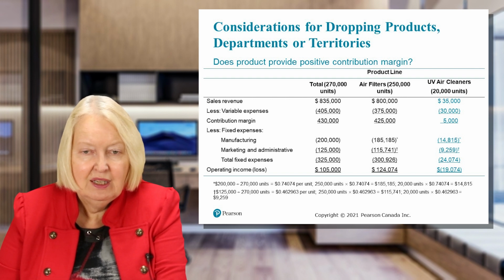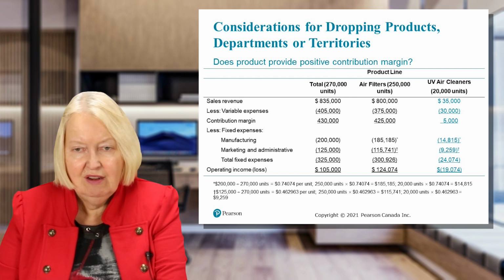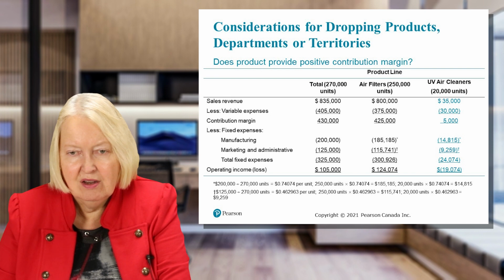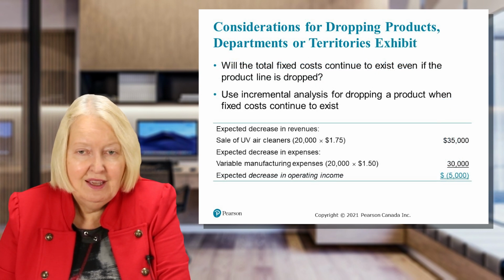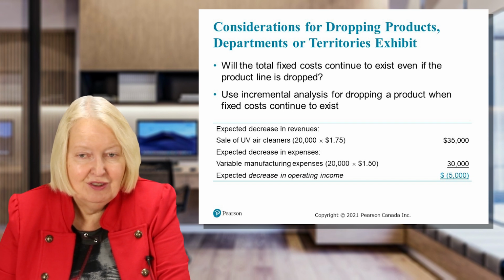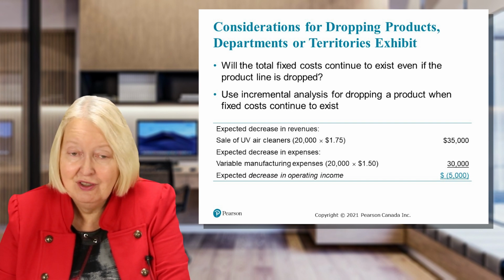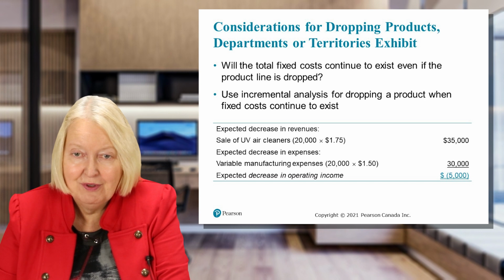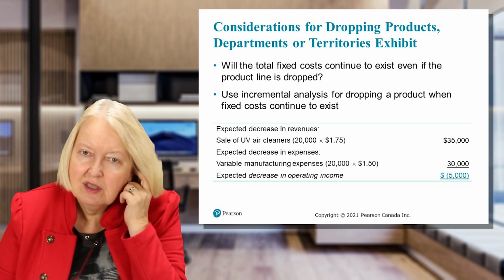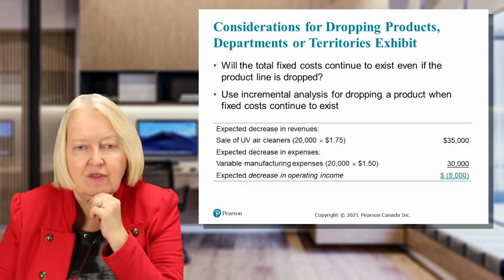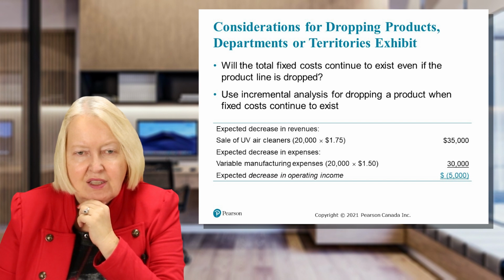They're giving you an operating income of $124,000, but the UV air cleaners are actually showing a loss of $19,000. So should you drop the UV air cleaners? Don't be too hasty to say yes, because you need to do a little bit more analysis before you say yes. What you want to do here is ask, will the total fixed costs continue to exist even if the product line is dropped?